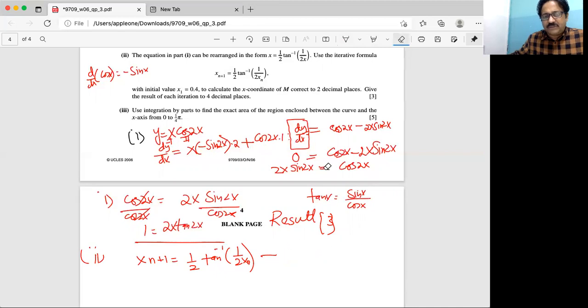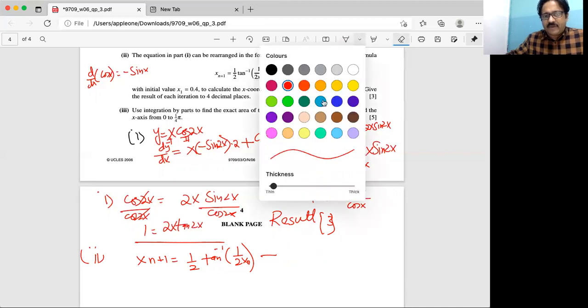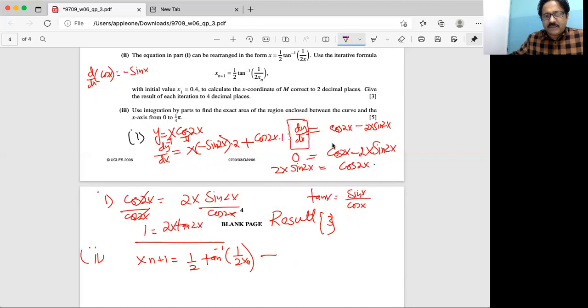Okay, they say use this iterative formula, and then we should get what? They say use this iterative formula, and the initial value of x is 0.4, to calculate the x coordinate of m, correct to 2 decimal places. Give the results of each iteration to 4 decimal places. It's a very simple thing.